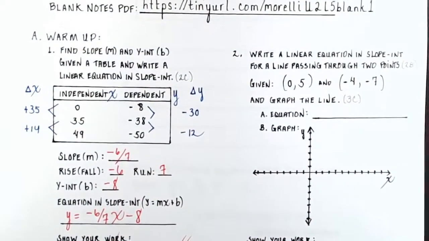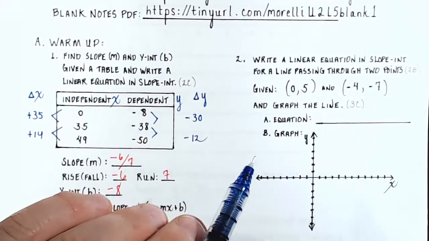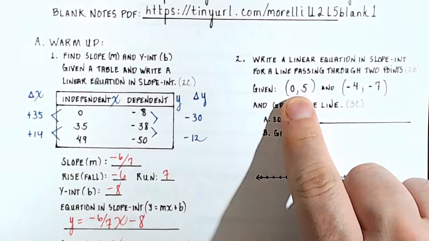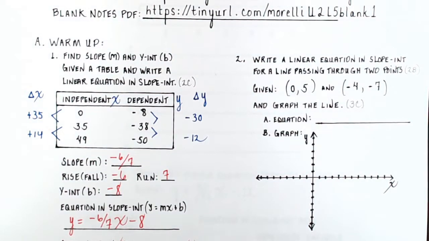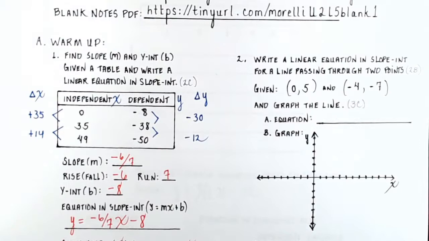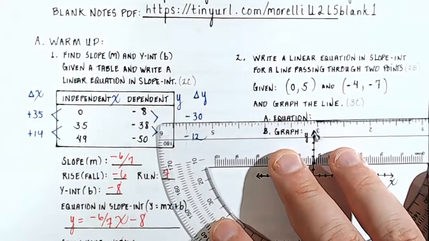Okay, let's go back to number 2. Write a linear equation in slope-intercept form for a line passing through these 2 points, (0, 5) and (negative 4, negative 7). And then graph the line. Okay, I'm going to take this in a bit of a different order. So first we need to find the slope. Before I start graphing things, I want to find the slope of the line.